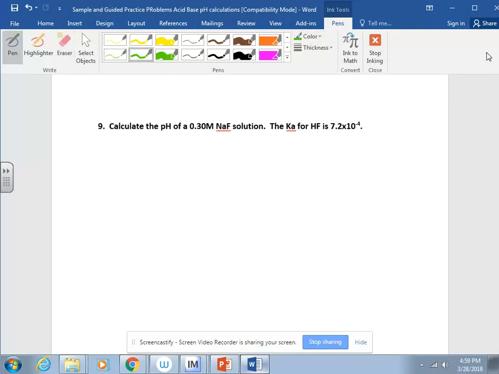So problem number 9, let's just take a look at this. It says calculate the pH of a 0.3 molar sodium fluoride solution. So if you look at this particular salt, you can tell that it came from sodium hydroxide and hydrofluoric acid. Well, this is a strong base and this is a weak acid. So that means this is a basic salt. So this should be a pH greater than 7 when we're done.